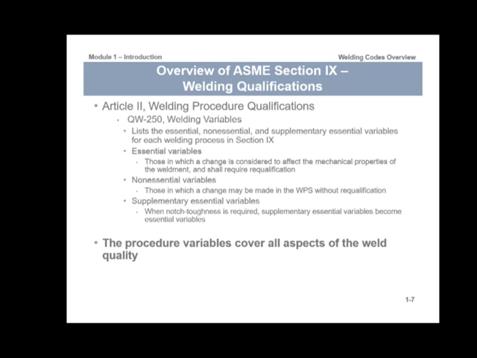How much thermal energy you're putting into the weld, things like that. So the procedure variables cover all aspects of the weld quality. But just realize that when you're writing your WPS and you're getting ready to do everything, put your PQR together, you need to go into Article 2, which has QW250, the welding variables. You find your specific welding process, and then you just go down the checklist and say, have I addressed this, this, and this?